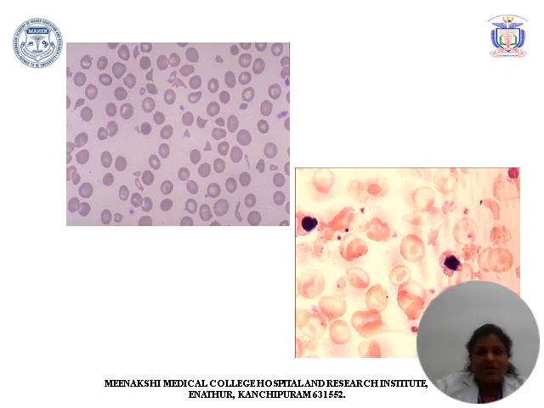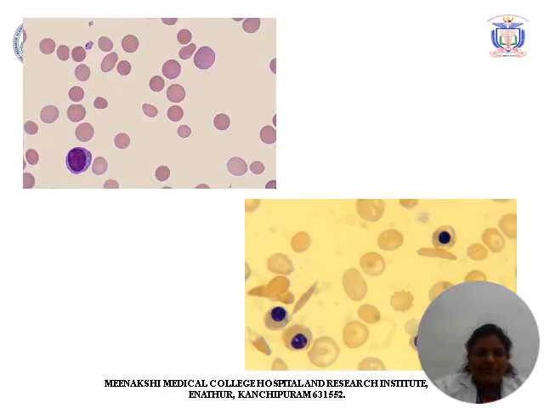And this is the first picture. The first picture shows schistocytes. This is a target cell, schistocytes, fragmented cells. Few cells are microcytic, elongated, and other cells. This picture shows target cells, and a few cells are fragmented, and nucleated RBCs are seen. Here the first picture shows polychromatophils. The second picture shows nucleated RBCs.